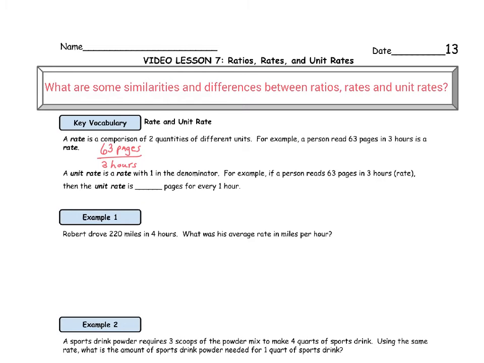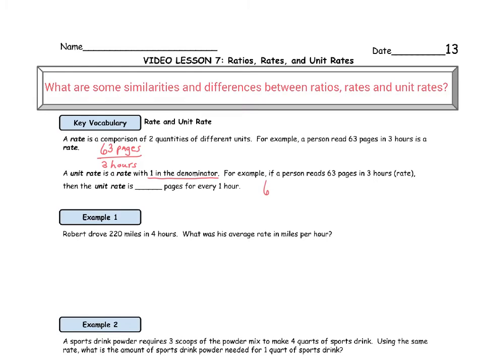Let's continue. A unit rate is a rate with 1 in the denominator. That's big. It has a 1 in the denominator. For example, if a person reads 63 pages in 3 hours, which is our rate, then the unit rate is blank pages for every 1 hour.